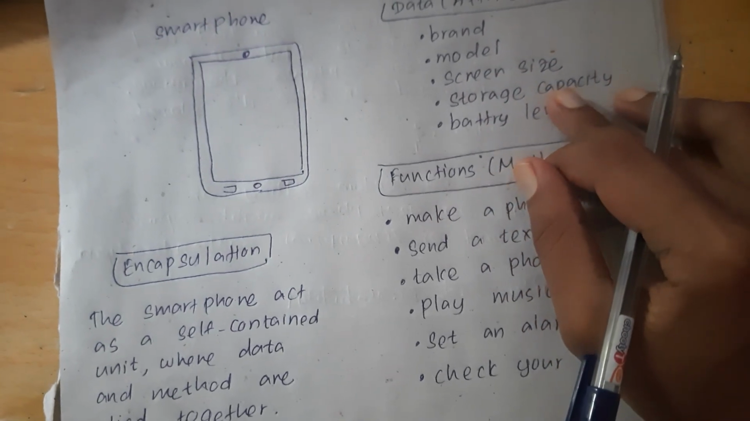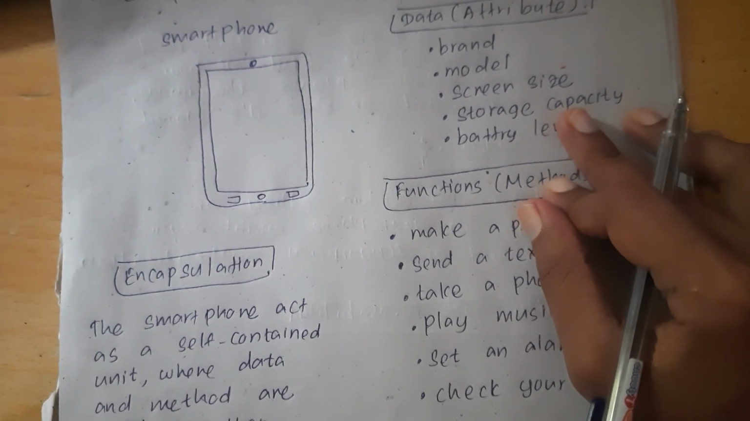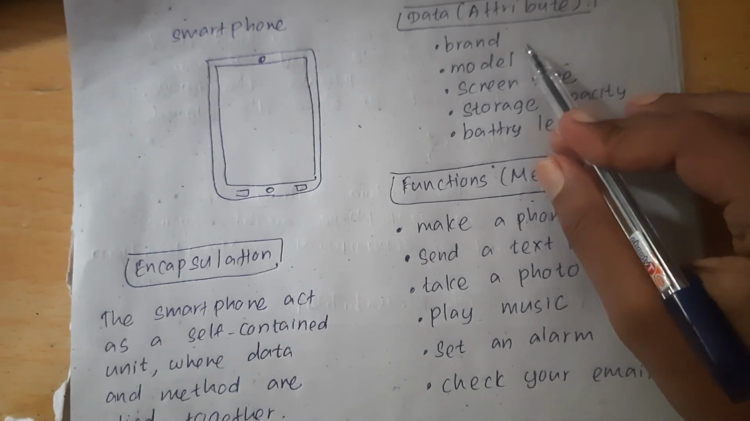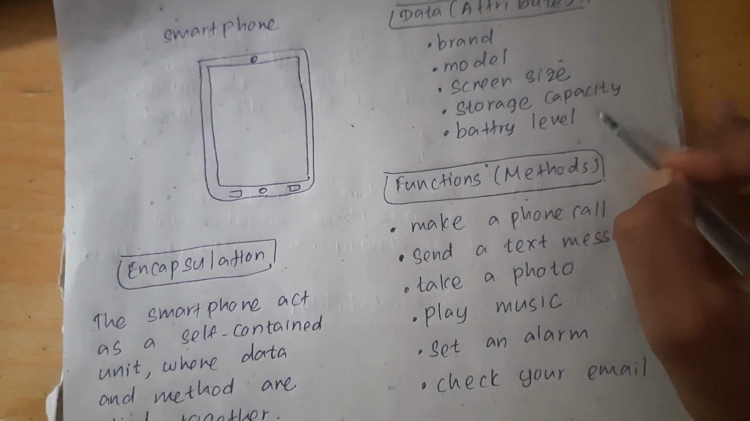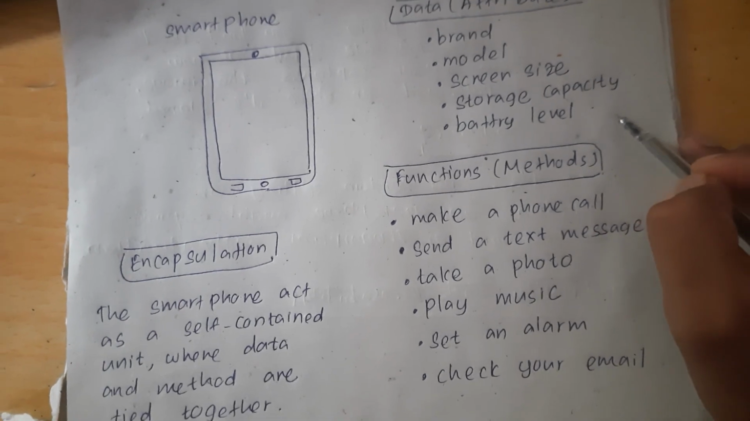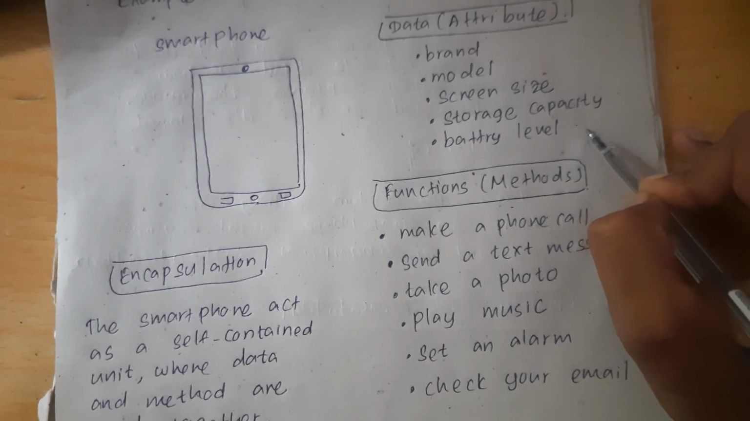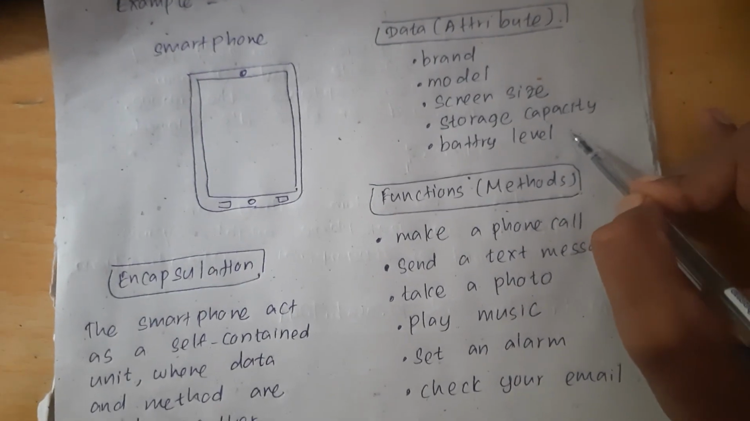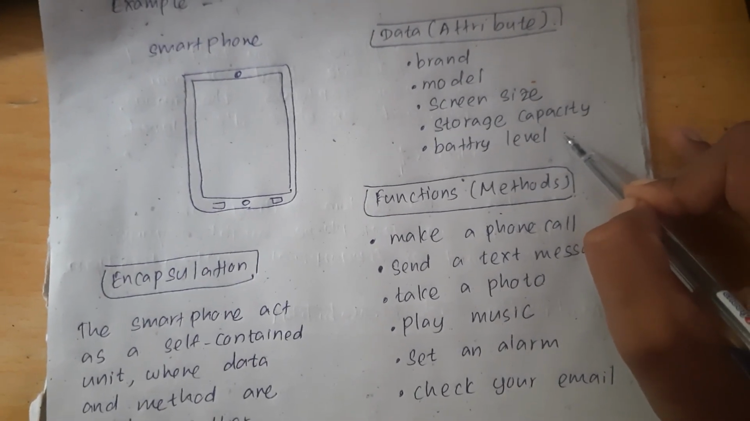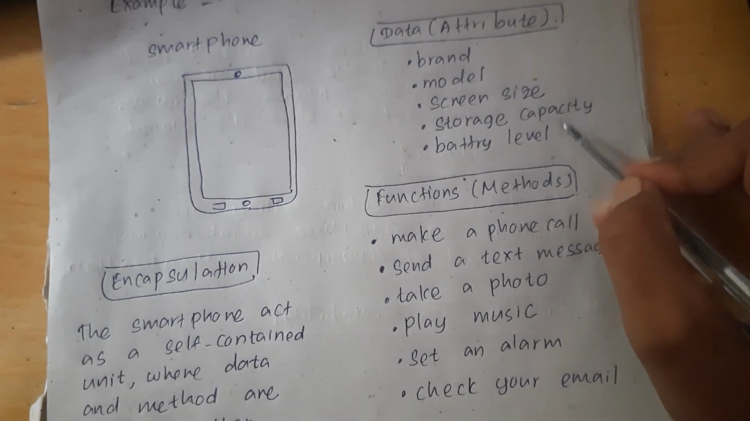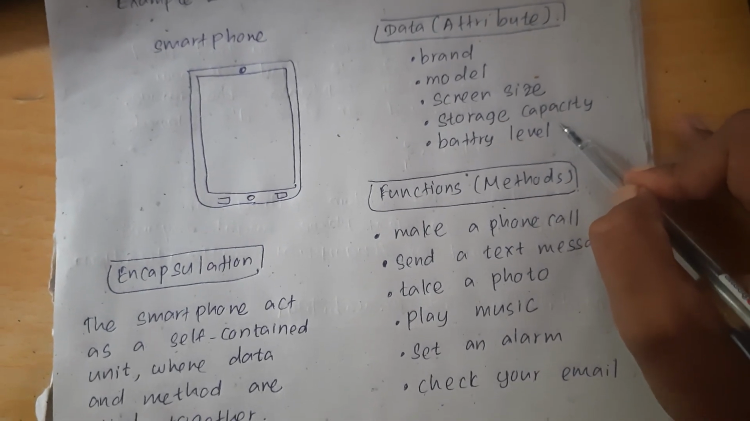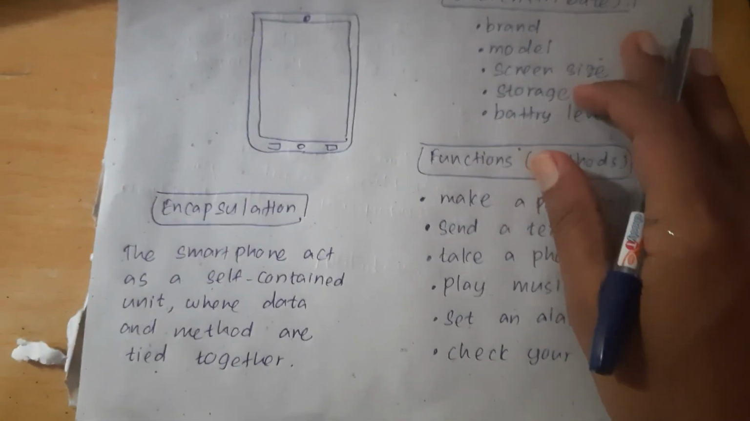Your smartphone has several attributes or properties such as its brand, model, screen size, storage capacity, and battery level, and so on. These attributes are like the data variables within a class. They represent the characteristics of a smartphone.